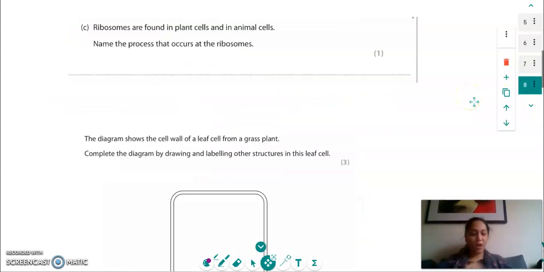Now that we have learnt the key subcellular organelles, let's do a little test. So I have put some past paper questions up here. It's for 4 marks, which means it should take you no more than 5 minutes to write this. Would you like to have a go? So let's think about how ribosomes are found in plant cells and in animals. So can you name the process that occurs in ribosomes?